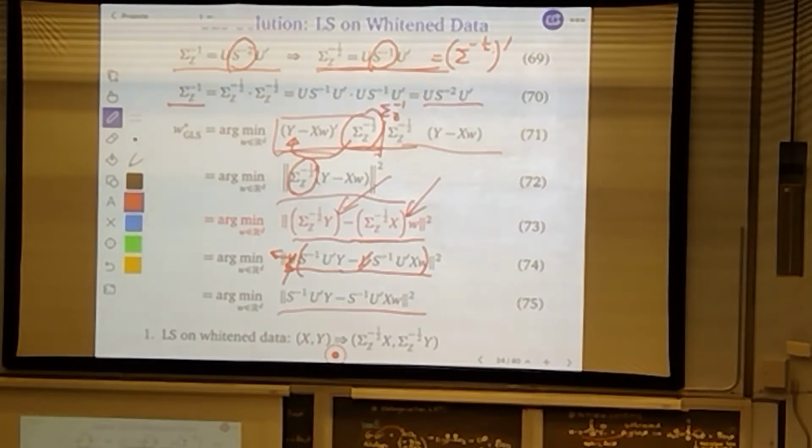But from this perspective, you can think of the GLS solution as simply applying the least squares solution on whitened data. The whitening matrix is the half, the inverse square root, of the covariance matrix, the whitening matrix transform.